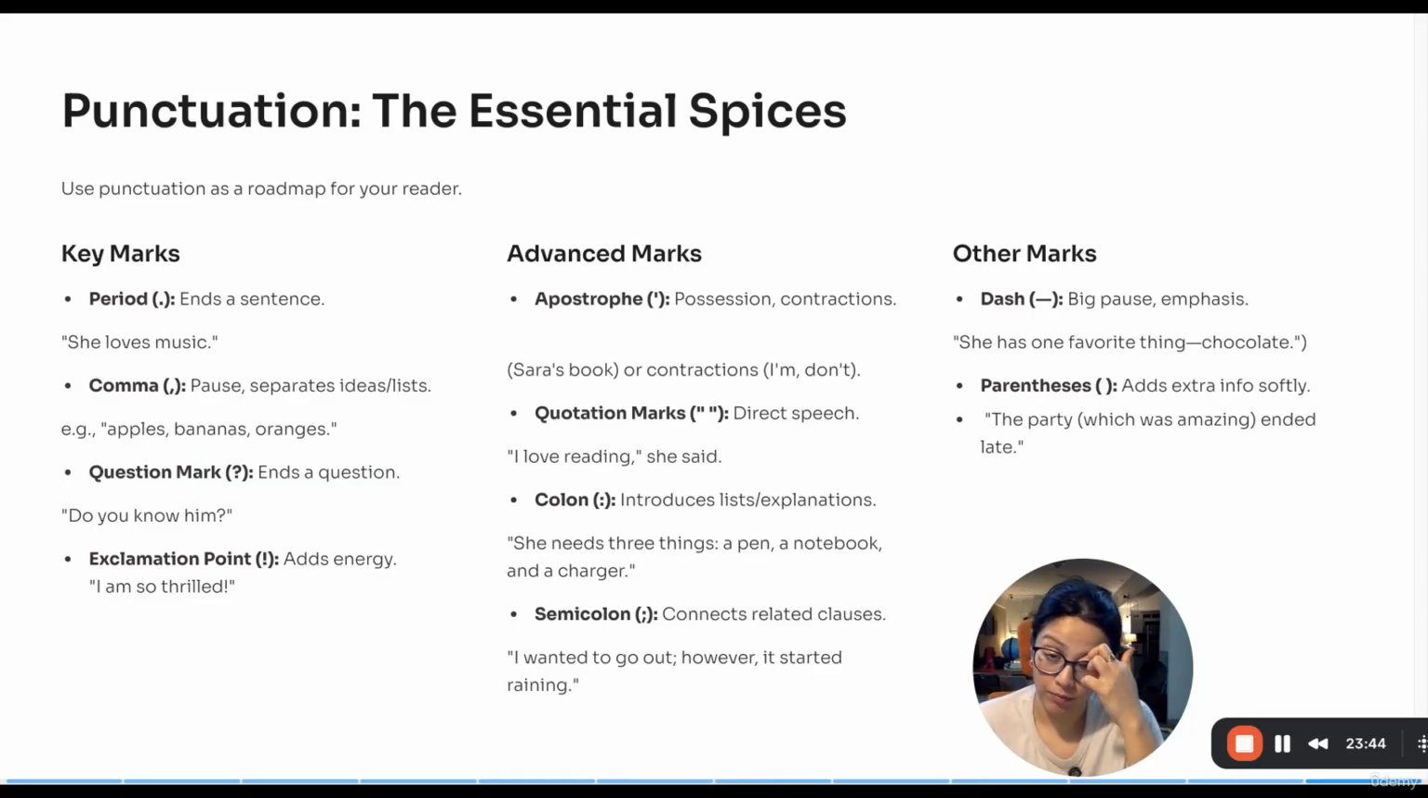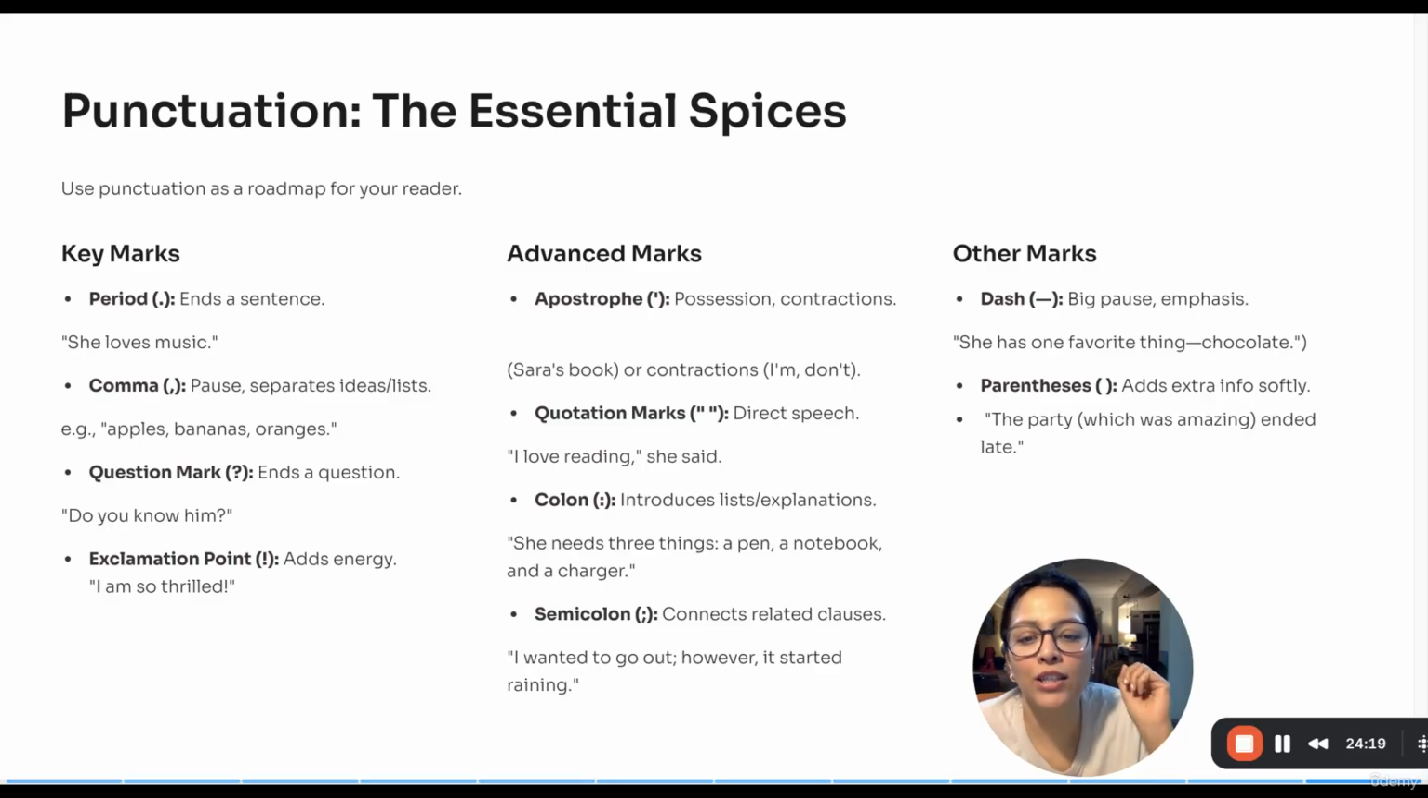The next one is colon, that is two dots, one above the other. Introduces something, explains something further. She needs three things. Now, what are these three things? You will put a colon, a pen, comma, a notebook, comma, and a charger. Now, why did we use commas here? Because we are segregating things in a list. And why use a colon? Because it is introducing something. It can be an idea also, or it's also an explanation for something.